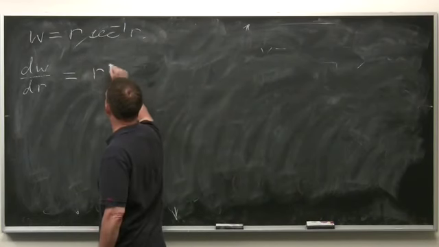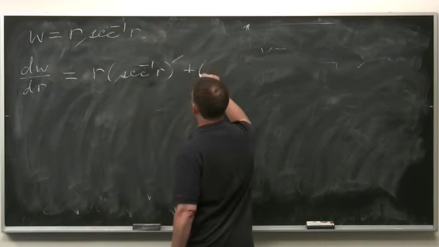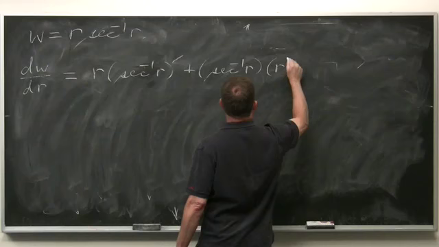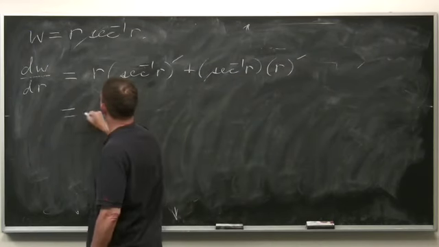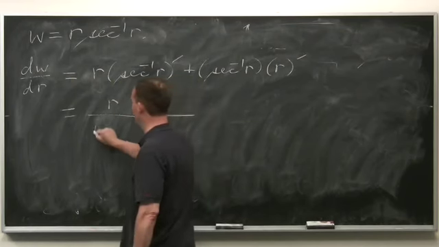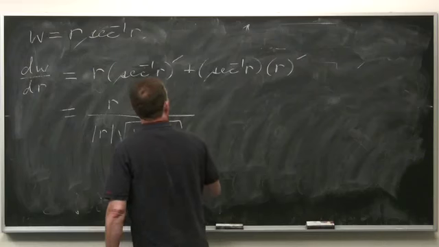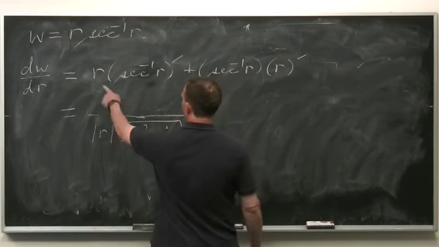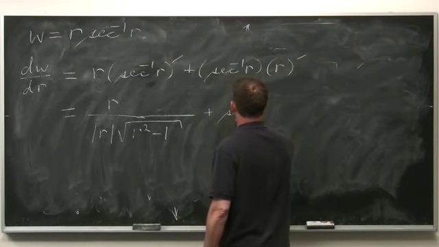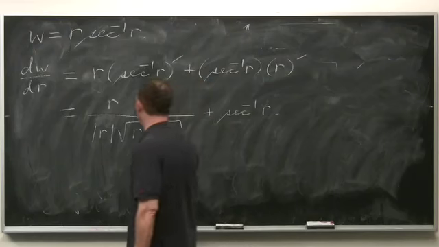It's the first thing times the derivative of the second, plus the second thing, the inverse secant of r, times the derivative of the first. And now you have to remember the derivative of inverse secant, which is 1 over the absolute value of r times the square root of r squared minus 1. That r comes from that r. And then plus, the derivative of r is just 1. So you get plus the inverse secant of r.